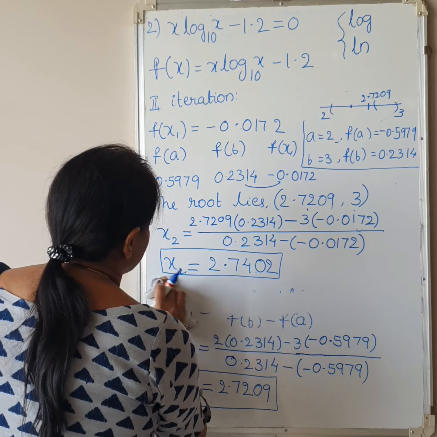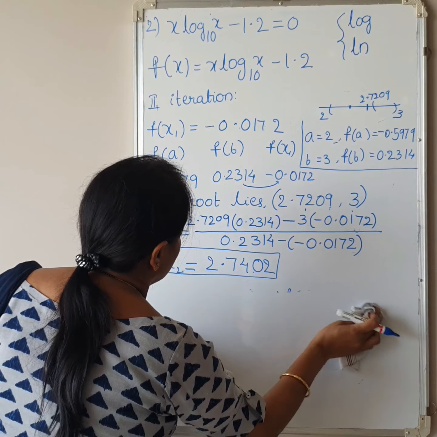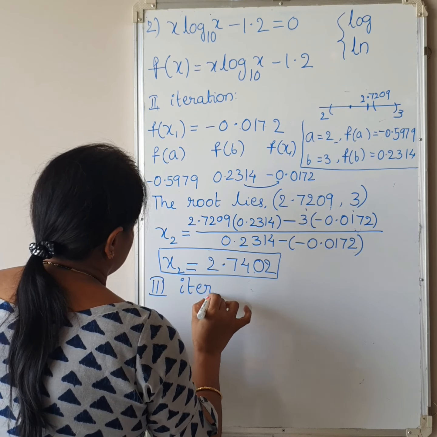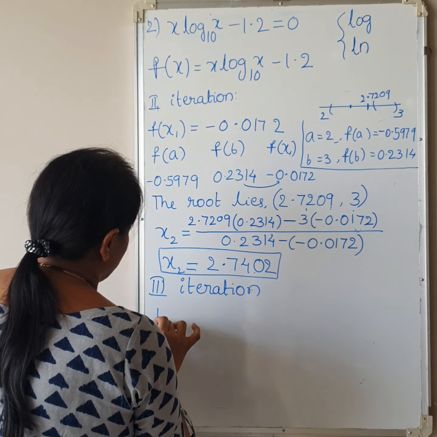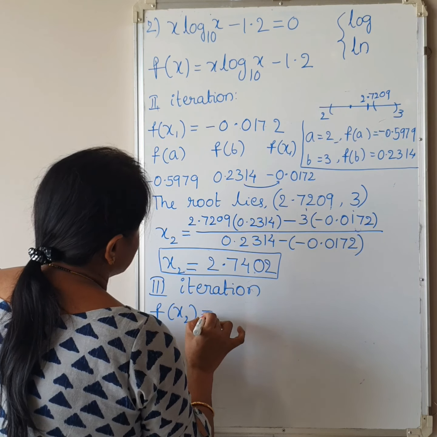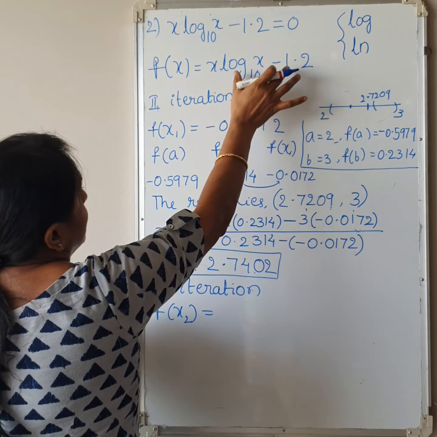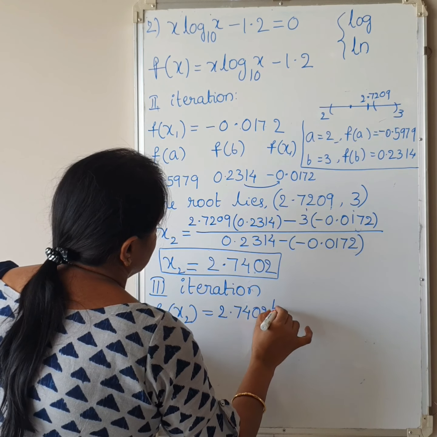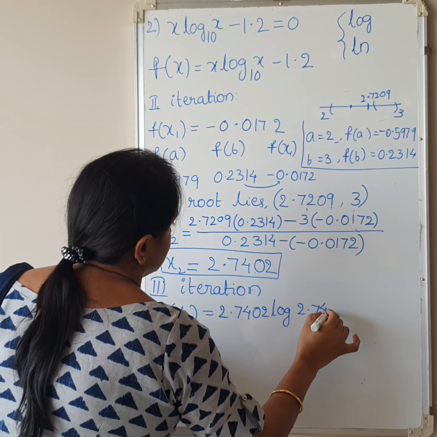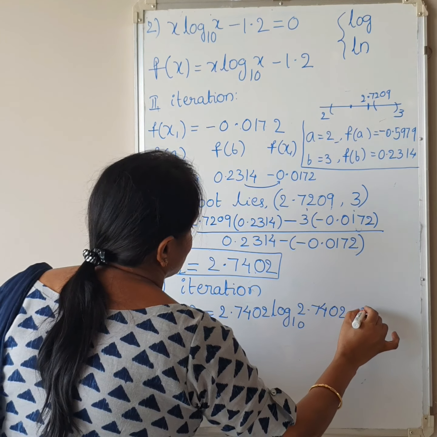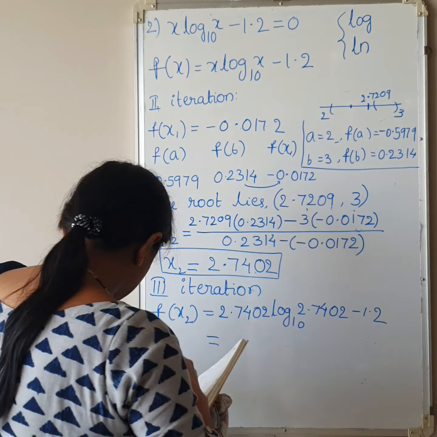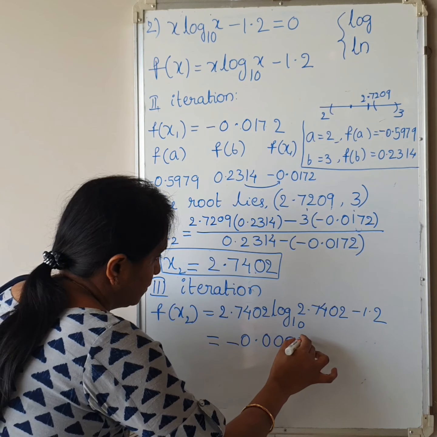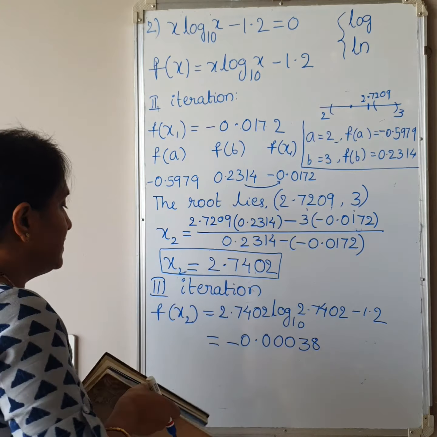Next we'll take third iteration. For third iteration, we have to find out f of x2. F of x2 is equal to, again substitute 2.7402 in this equation, that is log of 2.7402 to the base 10 minus 1.2. Its answer is f of x2 is minus 0.00038. So again this is negative.